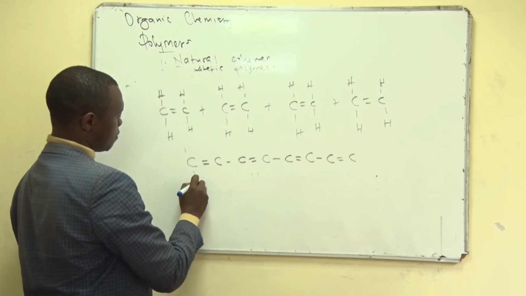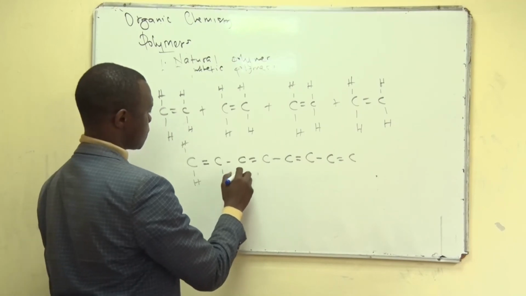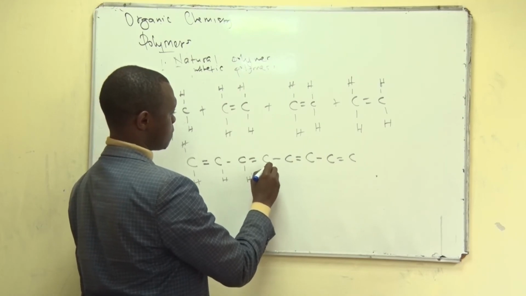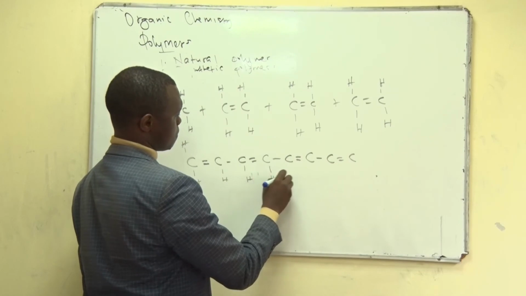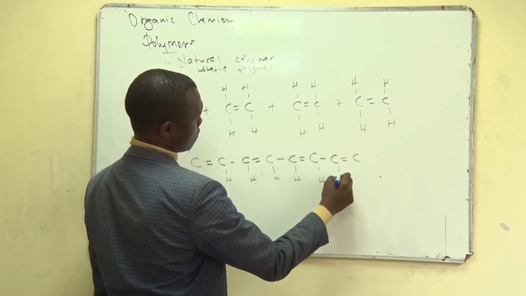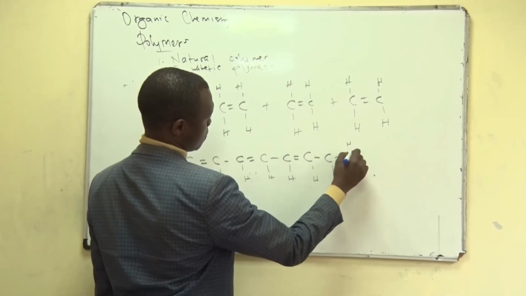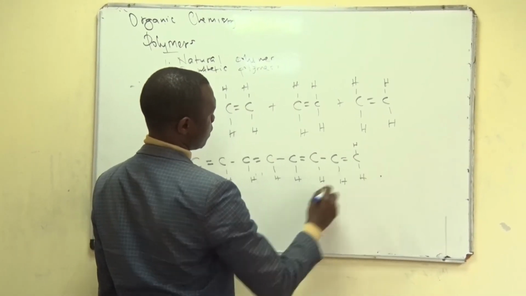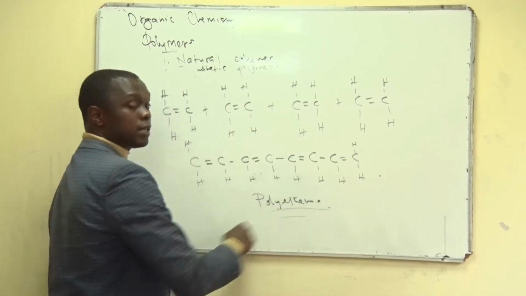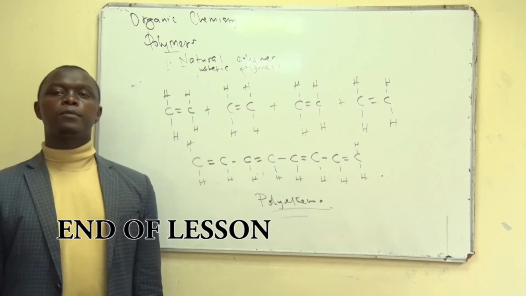So we form this compound. It's called polyethene. This is polyethene. So that is how we form polyethene, which is a polymer. Okay? Thank you.